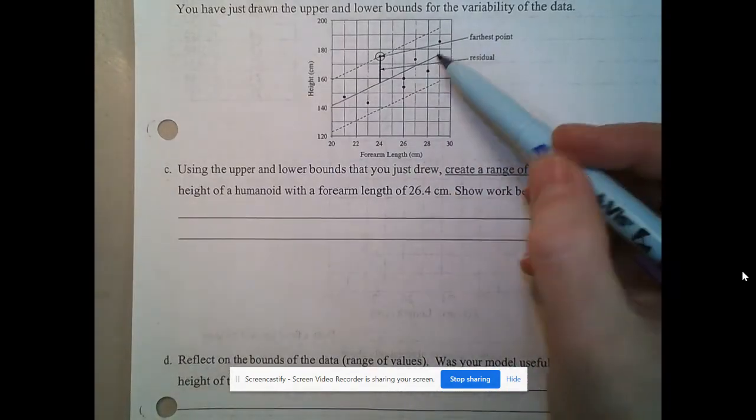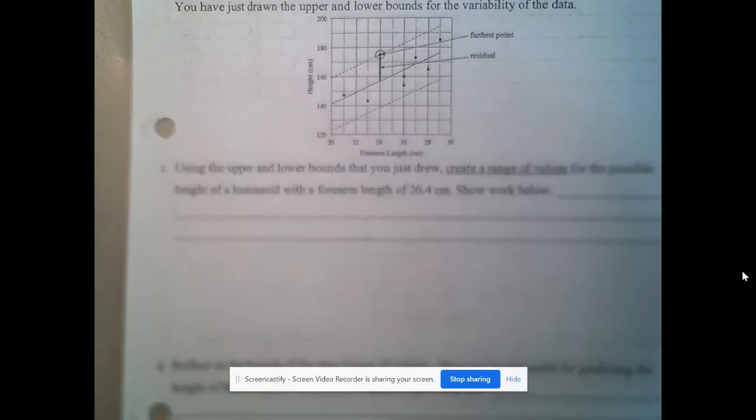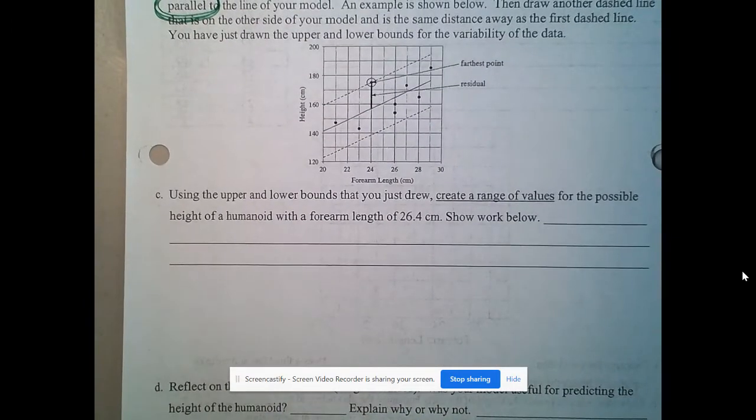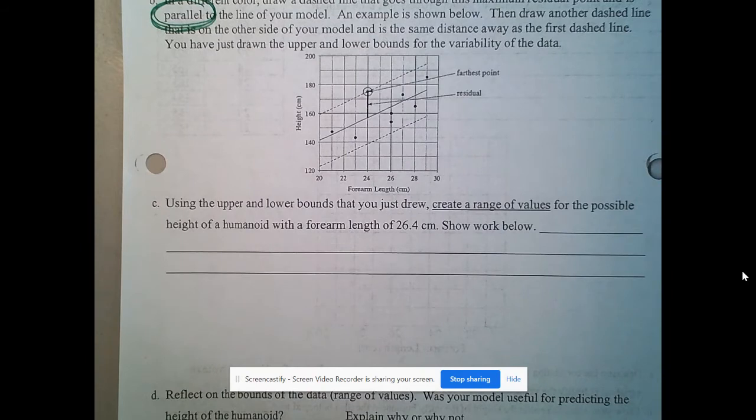And they gave you a model here. The same idea. This one had a slightly different looking slope because they had a different scale on the y-axis on theirs.